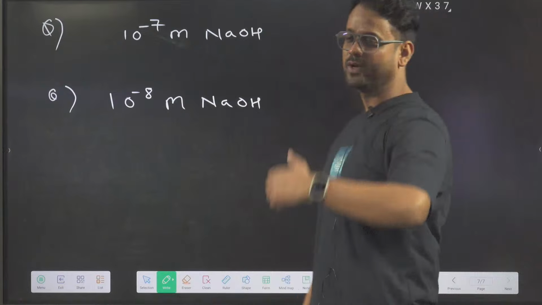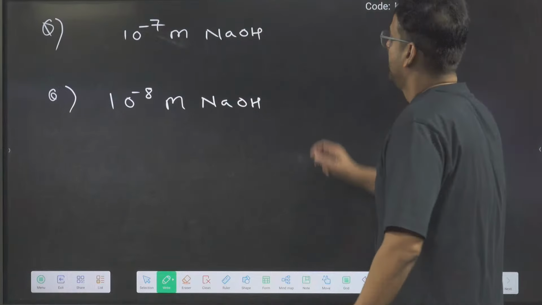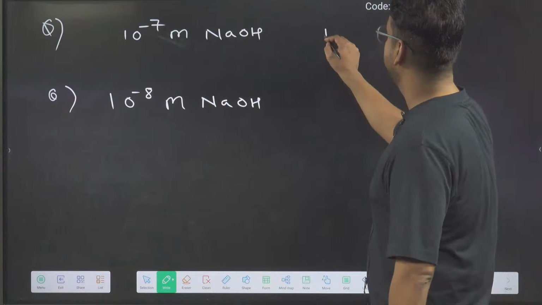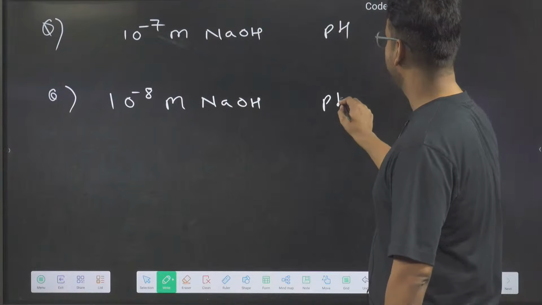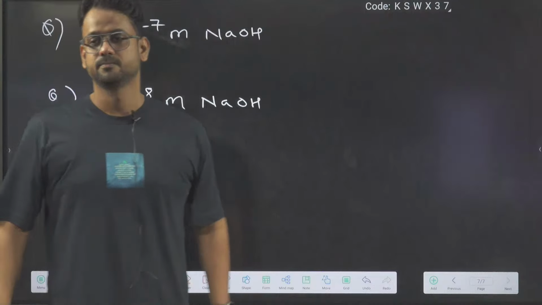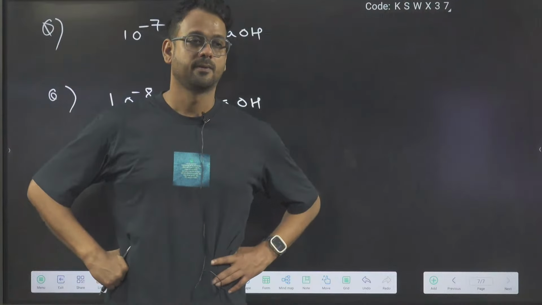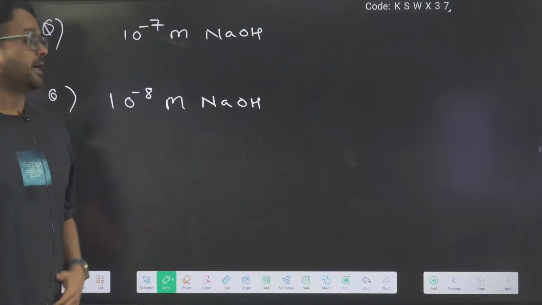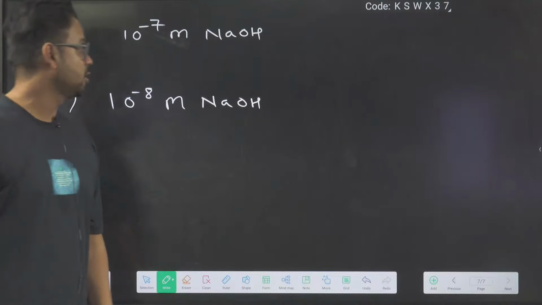You can calculate the answer. 10 to the power minus 7 molar, 10 to the power minus 8 molar, pH. Tell me the pH, tell me fast. What is the answer for pH? 10 to the power minus 7 molar NaOH.